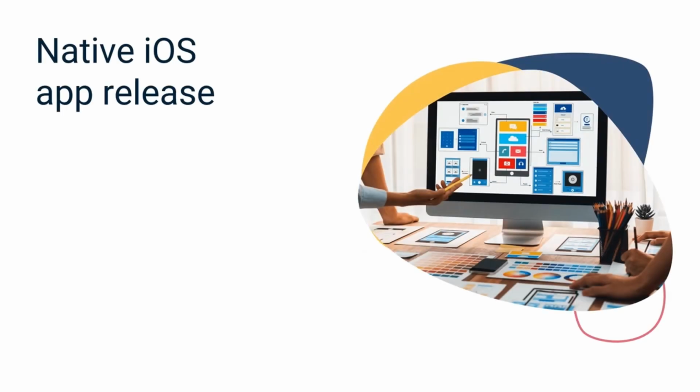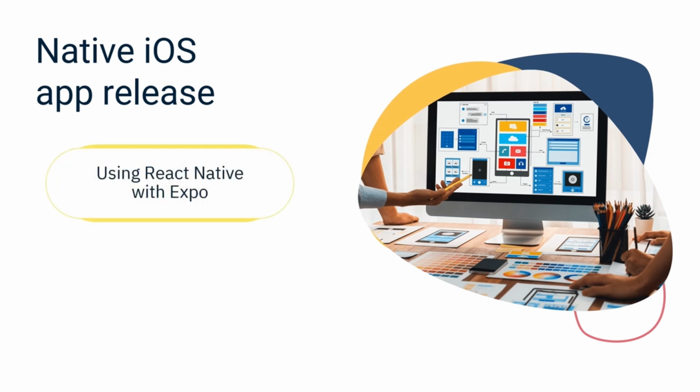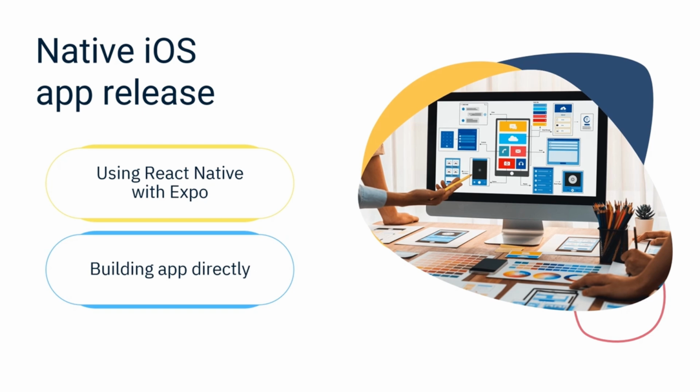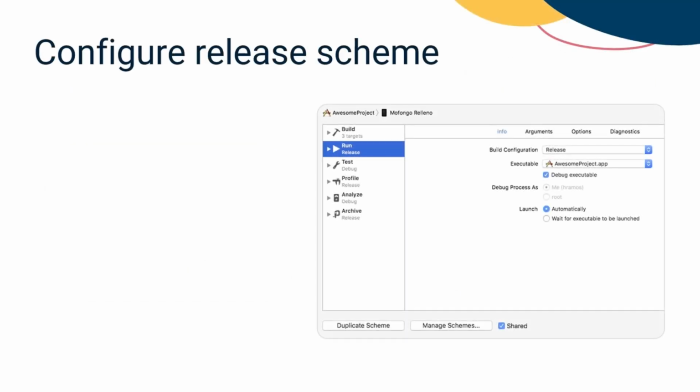Releasing a native iOS app is an exciting step in the development process, but it requires following a few essential steps to ensure a smooth launch. Whether using React Native with Expo or building directly, you'll need to go through certain key stages of preparing and publishing your app to the App Store. The first step in this process is configuring the release scheme. This prepares your app for distribution.